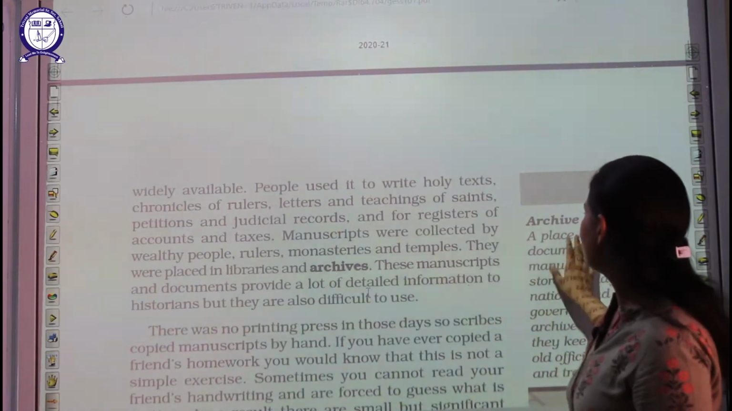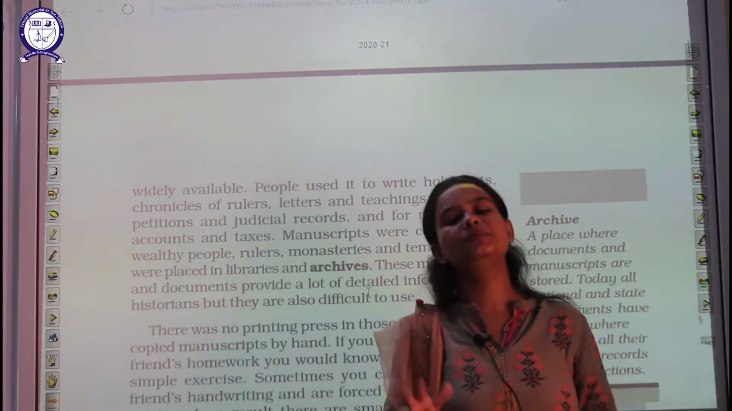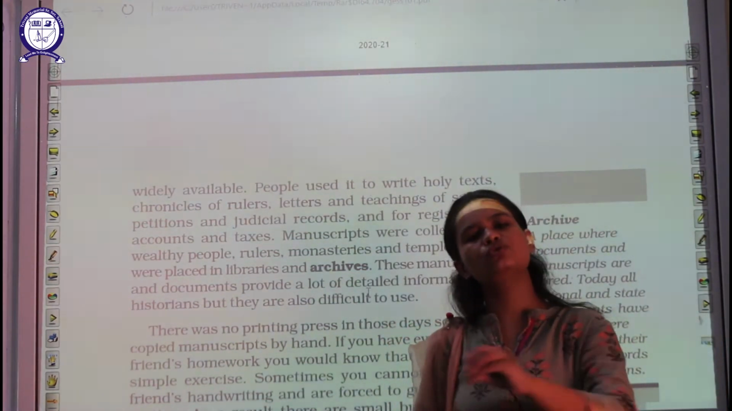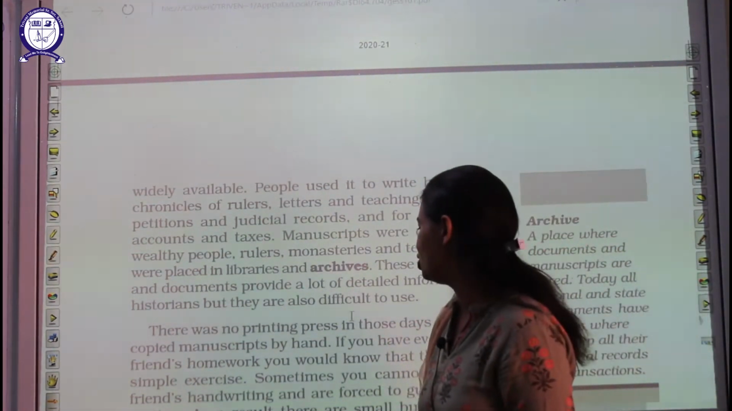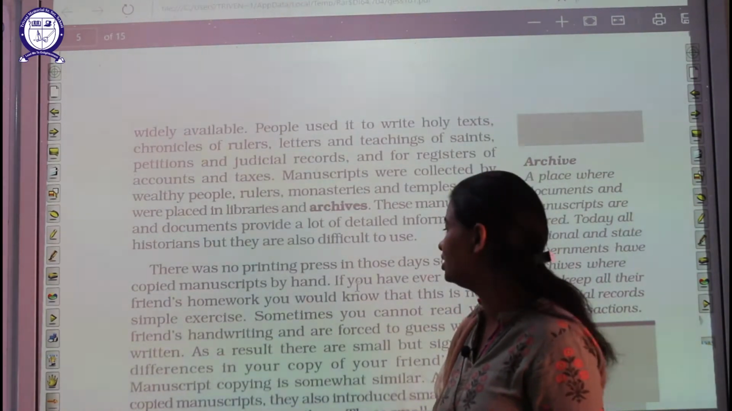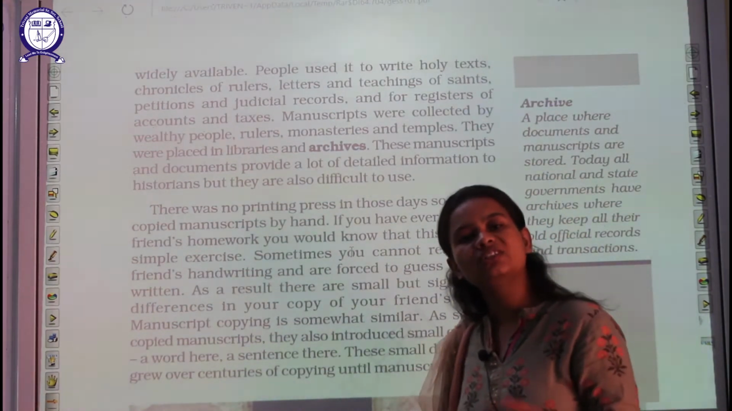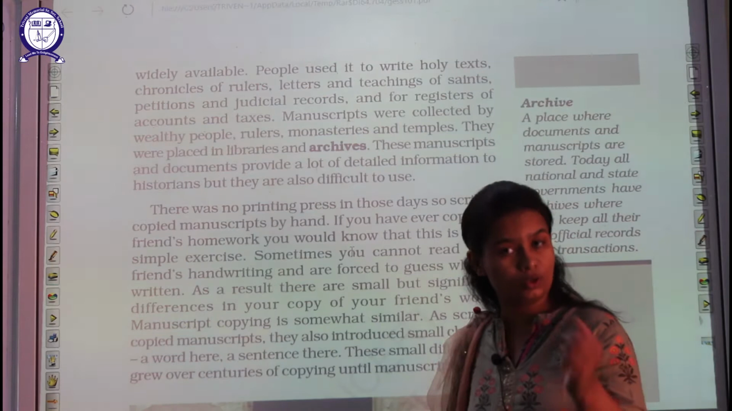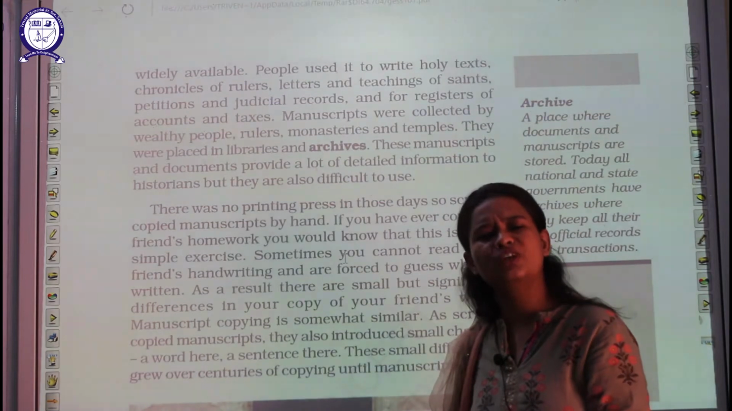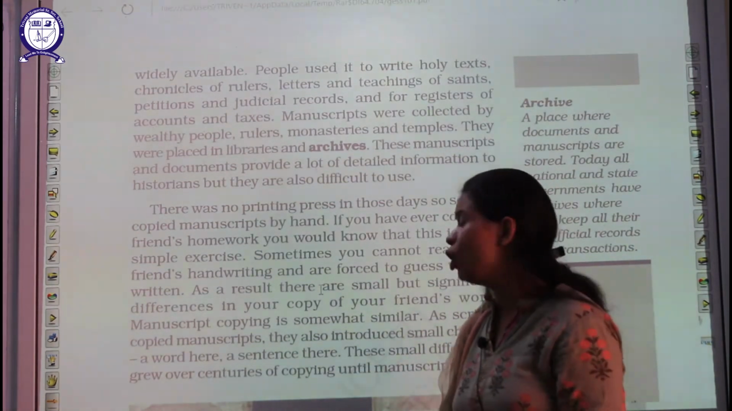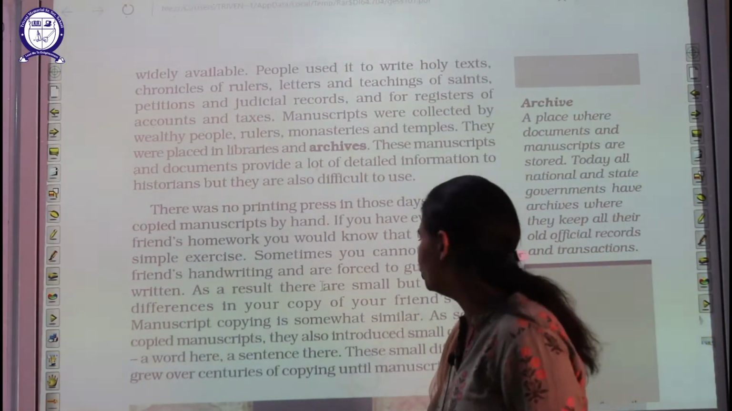So what are archives? An archive is basically a place where documents or manuscripts are stored. The place where we used to store all these inscriptions or manuscripts is called archives, and it is very difficult to store these manuscripts, as I already told you. Why is it difficult? Because there are chances that insects could eat those manuscripts, they may be spoiled because of the rain or other human factors, or while carrying them from one place to another, chances are that they may go lost or ruined.